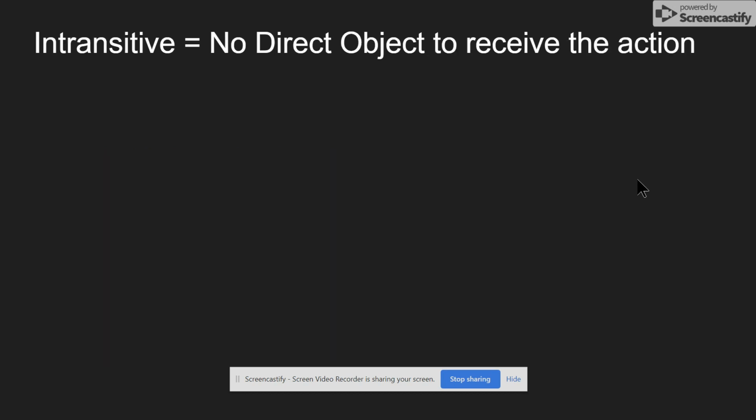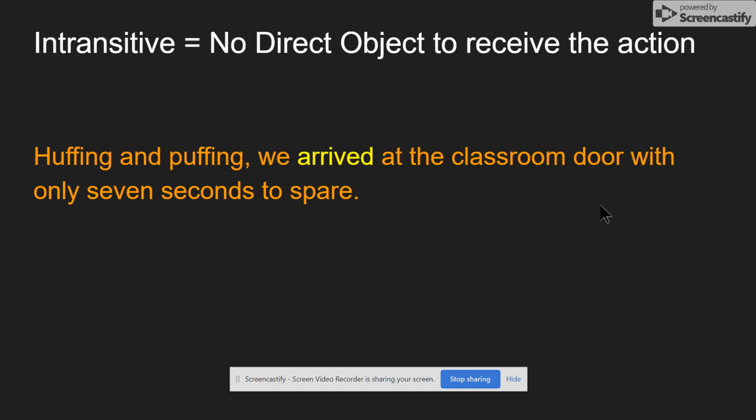These are verbs that do not have a direct object receiving the action. Huffing and puffing, we arrived at the classroom door with only 7 seconds to spare. You see in this sentence that you have the verb arrived. We did the arriving, but there's nothing receiving the action. We didn't arrive a frisbee. We didn't arrive a convertible. We arrived at a place, but that's an adverb. There's no noun there, no direct object to receive the action. And so therefore, arrived is an intransitive verb.